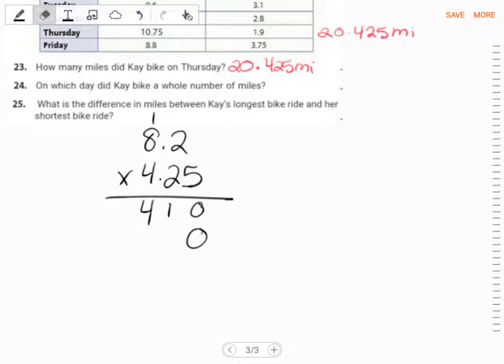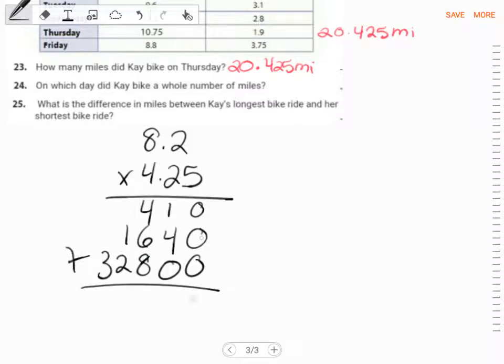Put my placeholder. 2 times 2 gives me 4, and 2 times 8 gives me 16. Put 2 placeholders. 4 times 2 is going to give me 8, and 4 times 8 is going to give me 32. So I'm going to add these together and get 0, 5, 18, 4, and 3.